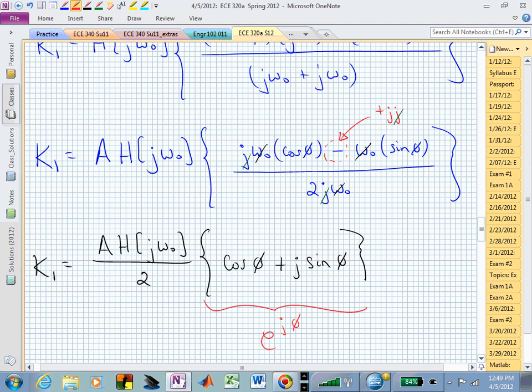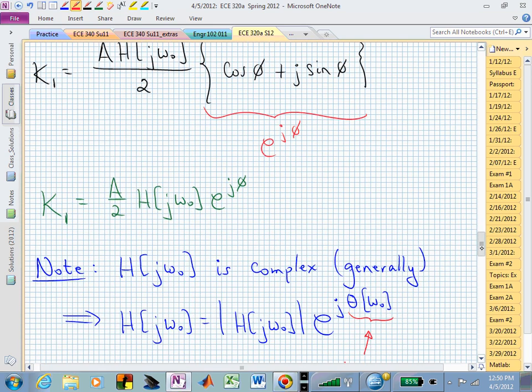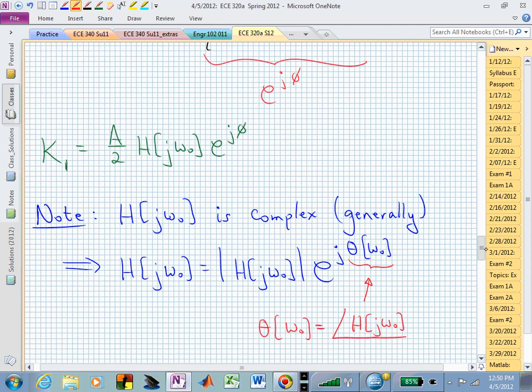Phi, remember, was the phase of my x of t excitation, and H was the system that it was being passed through. I have all of that information available to me. That's all given, and omega naught is the frequency of the sine wave or the cosine waveform that was being applied. Meaning I can now collapse this down to k sub 1 equaling A over 2. And this is obviously a complex number.